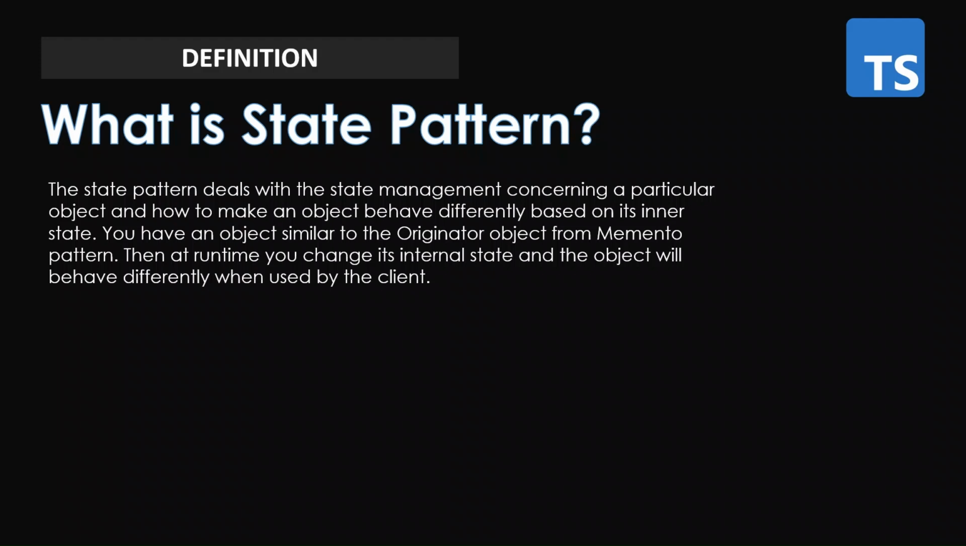State pattern. So this state pattern deals with the state management concerning a particular object and how to make an object behave differently based on its inner state. So let's say you have an object in which you are maintaining a state. So you will want that object to behave differently according to different kinds of situations that are provided by the client side. So in this case, you will be using an object that will be responsible for the state management of your application. Here you have an object similar to the originator object from the memento pattern. Then at runtime you change its internal state and the object will behave differently when used by the client.